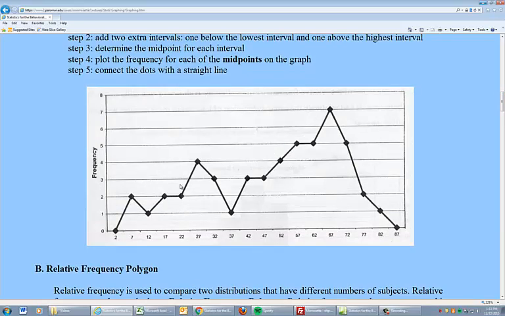The other thing that's interesting about polygons is they have to start at the x-axis, so they have to start at 0. This makes it a little awkward to make this graph sometimes because you have to add 2 intervals with 0 data points in them in order to make the graph. But that's it. Polygons are pointy. They use midpoints. They can have frequency or relative frequency on the y-axis.